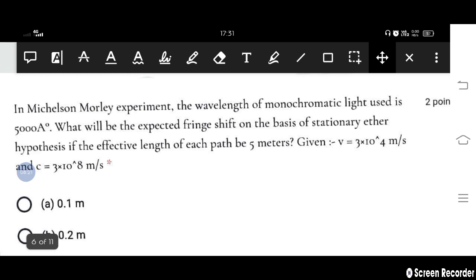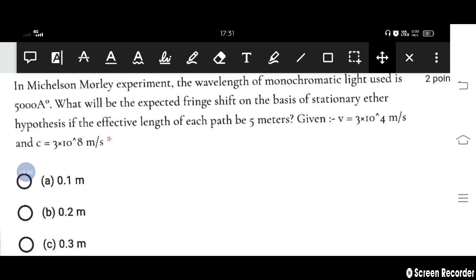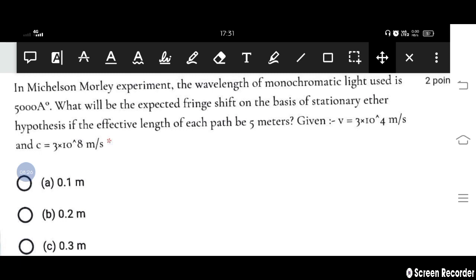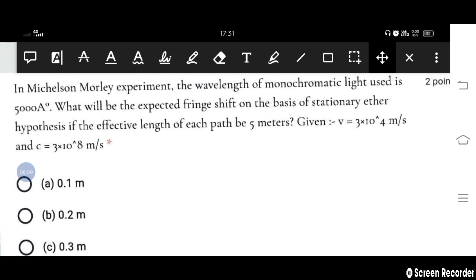This is also a numerical based on Michelson-Morley experiment. Here it is given that in Michelson-Morley experiment the wavelength of monochromatic light used is 5000 Angstrom unit. What will be the expected fringe shift on the basis of stationary ether hypothesis, if the effective length of each path is 5 meters, given that v equals 3 into 10 to the power 4 meter per second and c equals 3 into 10 to the power 8 meter per second.